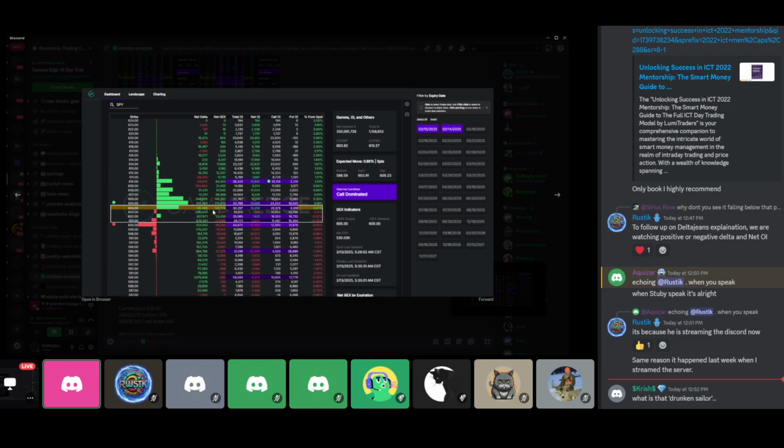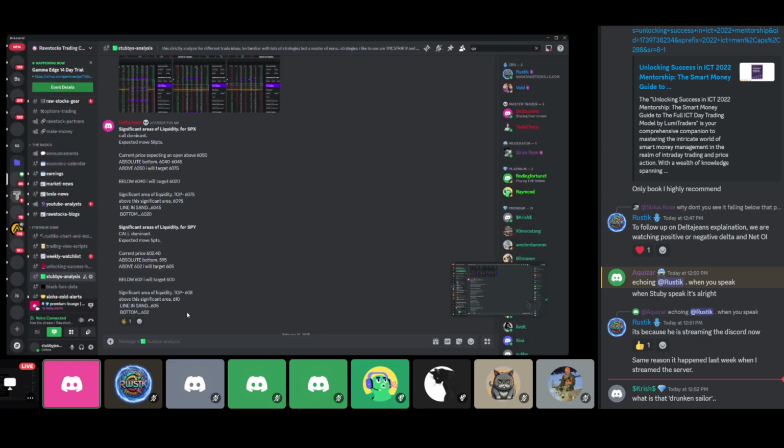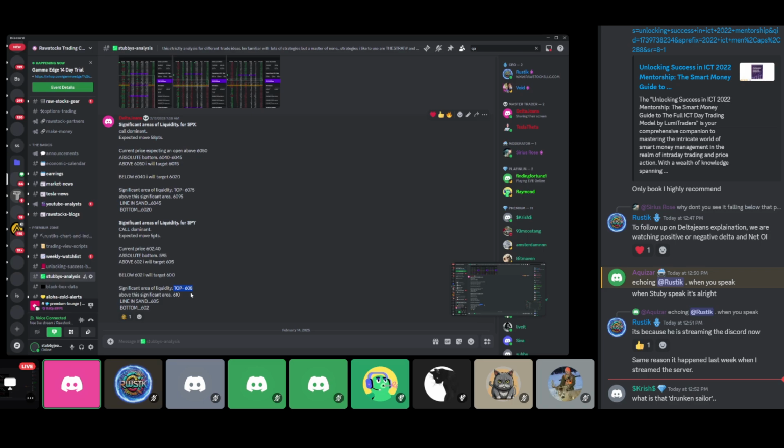Our JEX is not as ambiguous. It's not an easy transition. But if we did get above 604, we could expect delta to increase at an accelerated rate based off of the JEX that's in this column. And then I would see that 608 would be my absolute top. Significant area of liquidity, top 608. Significant area above this, 610. Line in the sand, 605. Bottom, 602.